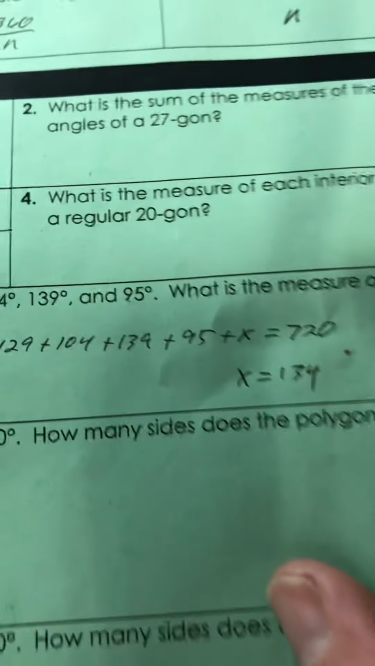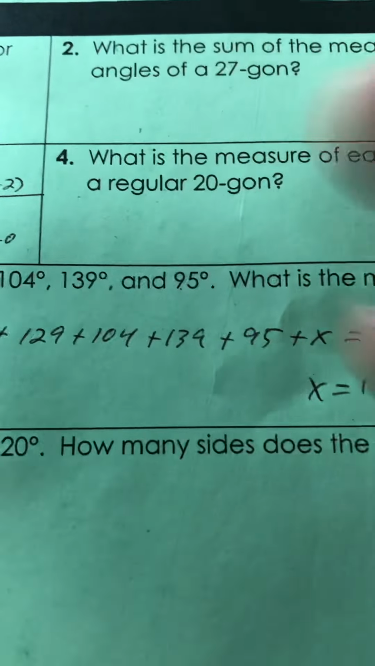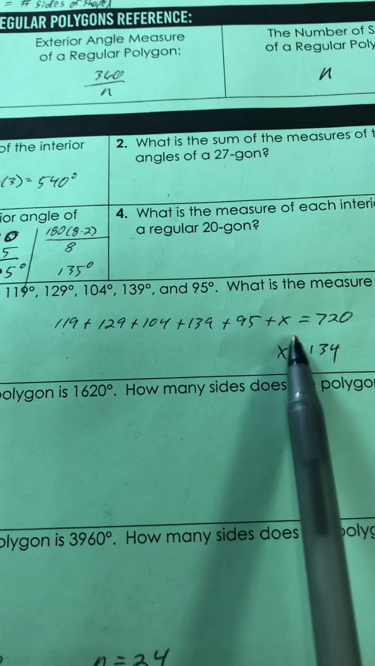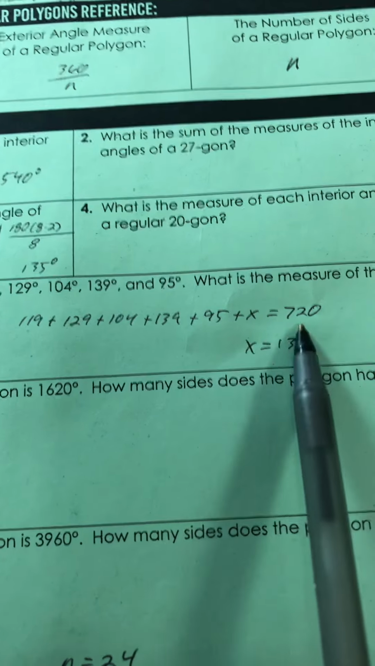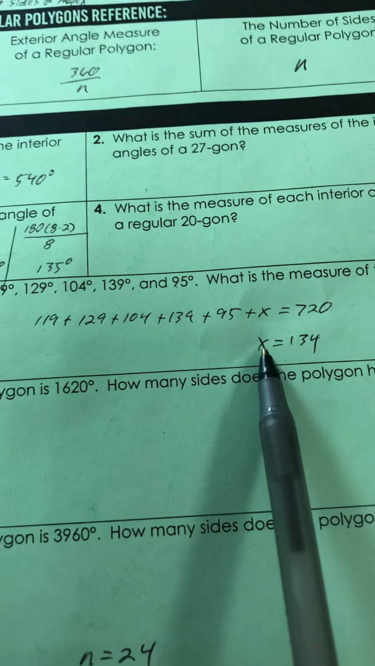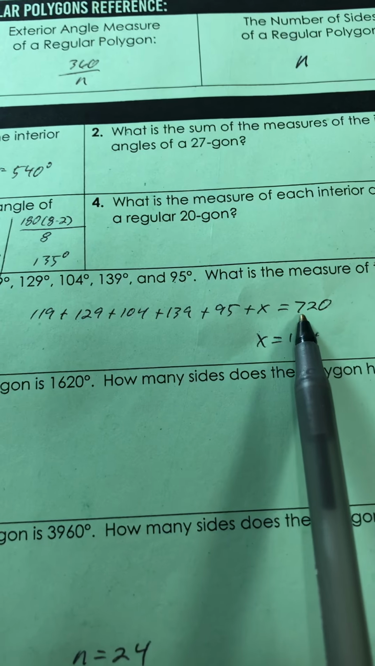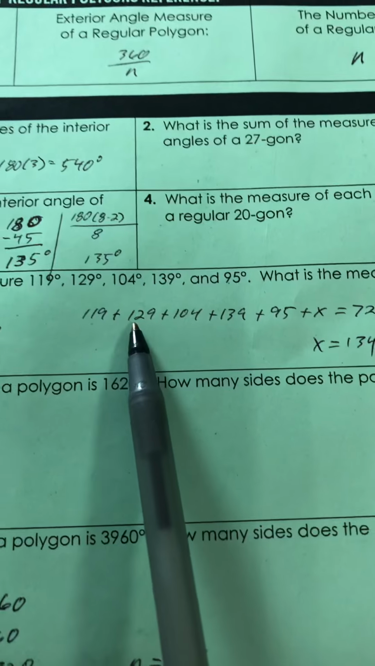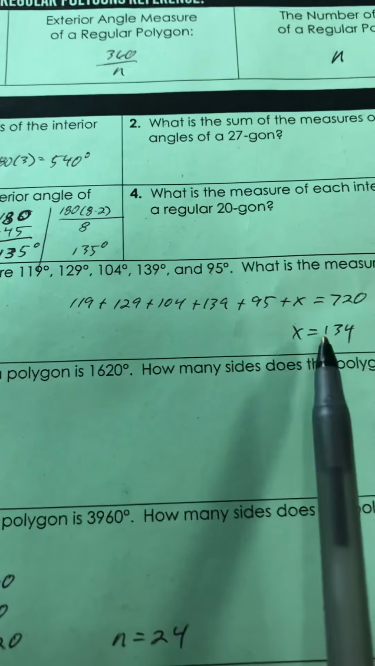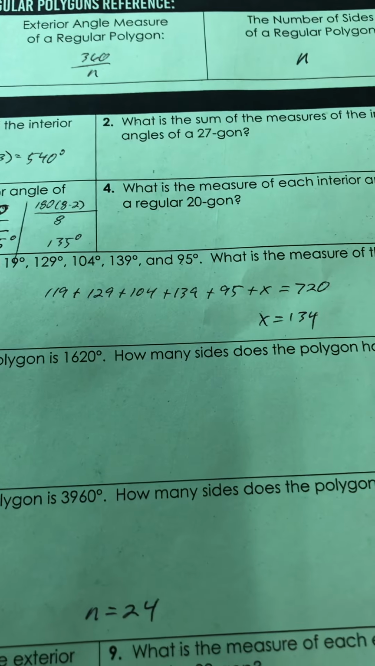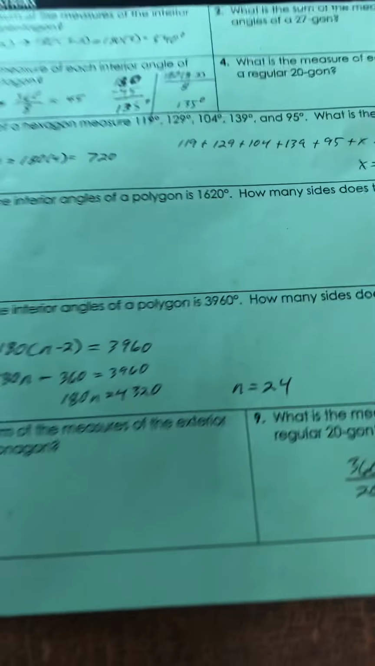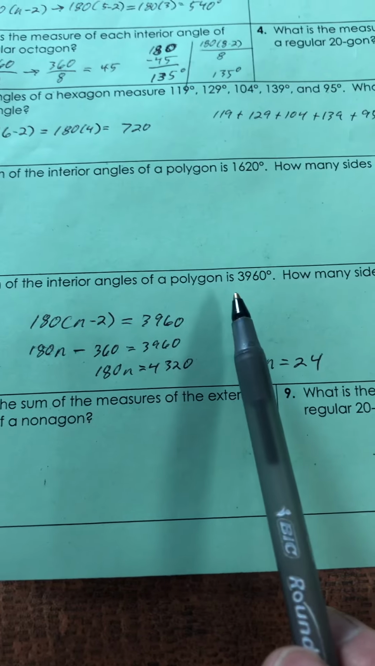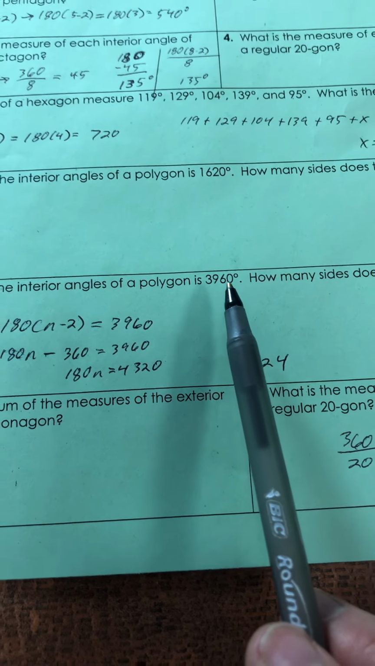Now you could use algebra. You could add all these up, have it plus x, and then just subtract that, and you'll get 134. Or what I did, I put in my calculator 720, and I subtracted 95, 139, 104, 129, and 119, and I got 134.